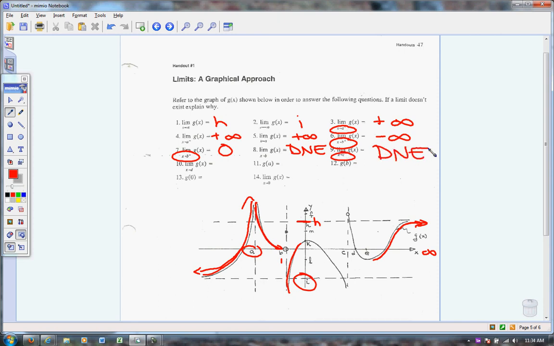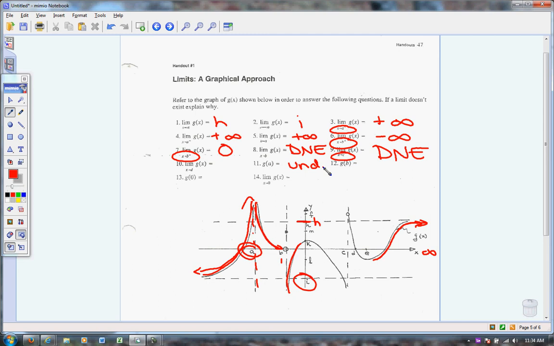I want to skip ahead to number 11. Number 11 is not a limit, is it? Doesn't it just say g of a? So it's asking for the value of the function, right? Looks to me like there's an asymptote there, right? So right here at A, there's an asymptote, so this is undefined. Now this one's tricky, so pay attention.